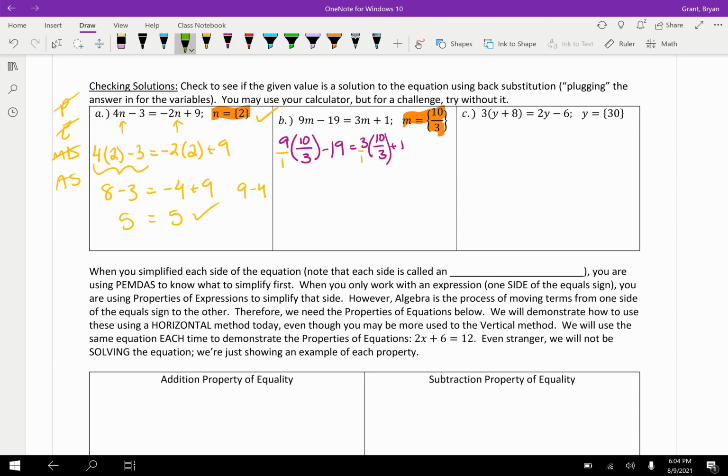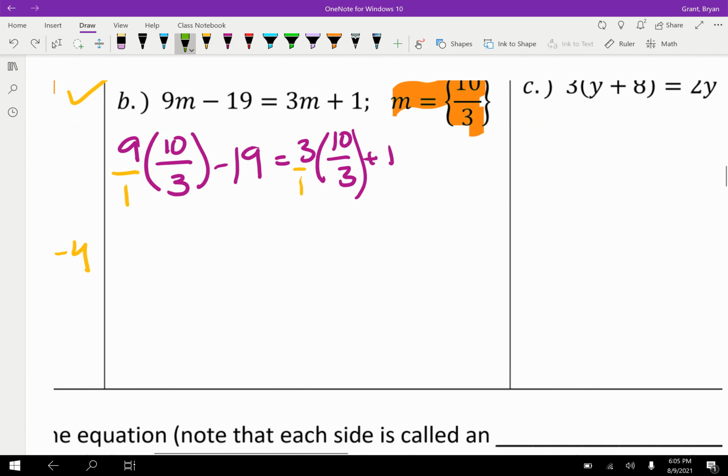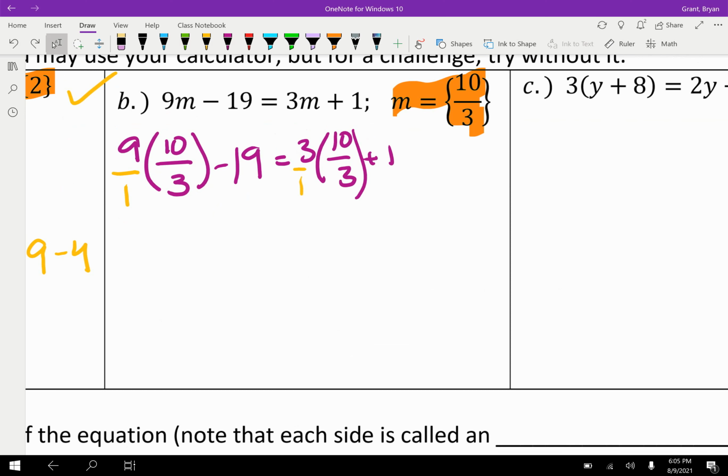Now, when you multiply fractions, you multiply straight across. But I would suggest not doing that here, not yet, because we also might remember that when we are multiplying fractions, you can cross-reduce, which means 9 and 3 have a common factor. We can divide out 3. 9 divided by 3 is 3. 3 divided by 3 is 1. So really I have the fraction 3 over 1 times 10 over 1, and now I'll multiply straight across. 3 times 10 is 30 over 1 minus 19.